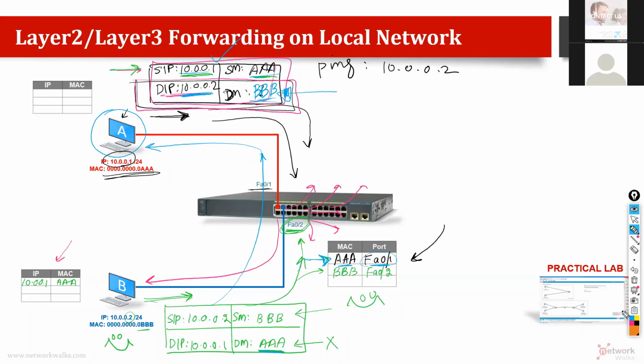So it will say, I got a useful information that there is someone which has a MAC address of BBB and it has an IP address of 10.0.2. So that next time when we want to send, we don't have to repeat this whole process of finding the destination MAC. Next time when it wants to send to B, it will just create a packet and send. That's all. So now it has filled the table.